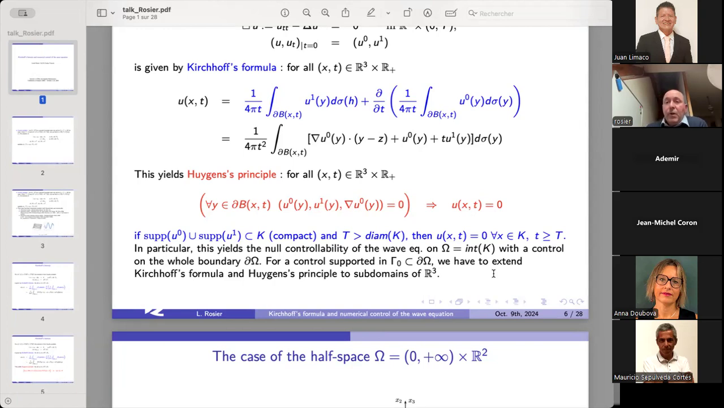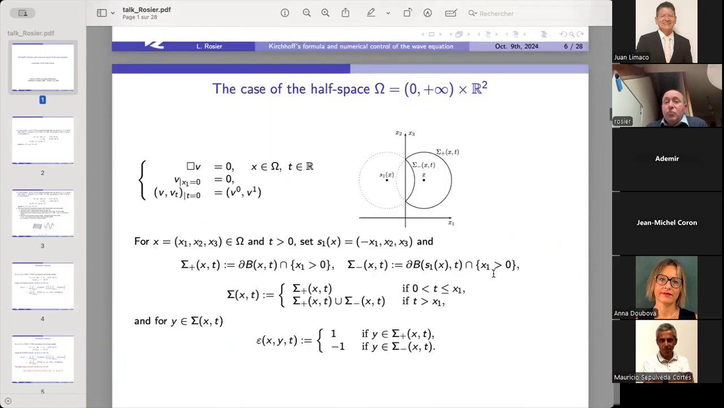R3, right? So the first thing to do is to see what happens on the half space. So here omega is 0 to plus infinity times 0 to plus infinity times R2. So we restrict to the points x for which x1 is strictly positive. So we want to solve this wave equation in this domain. And we take, of course, the homogeneous Dirichlet boundary condition on x1 equals 0. And we want to solve it. Well, how to make it?